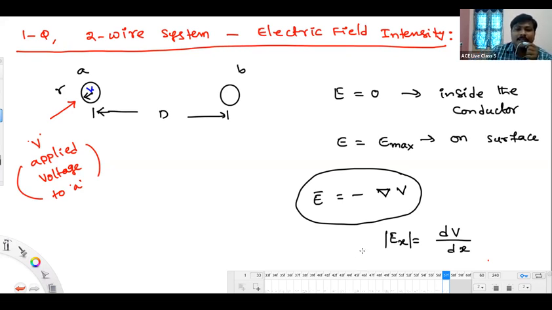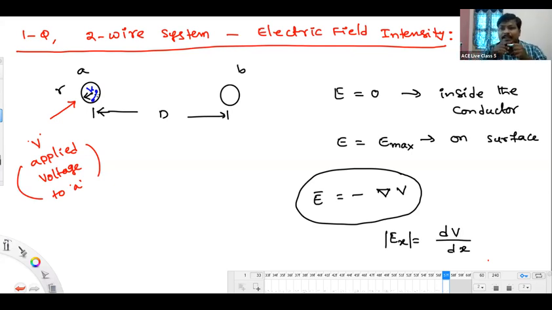As you are applying a voltage V to the conductor, inside the conductor the voltage will be V, as well as on the surface of the conductor the voltage will be V only. Now the question is, this is point number one I am considering inside the conductor. I am moving from this point 1 to point 2 inside the conductor only.